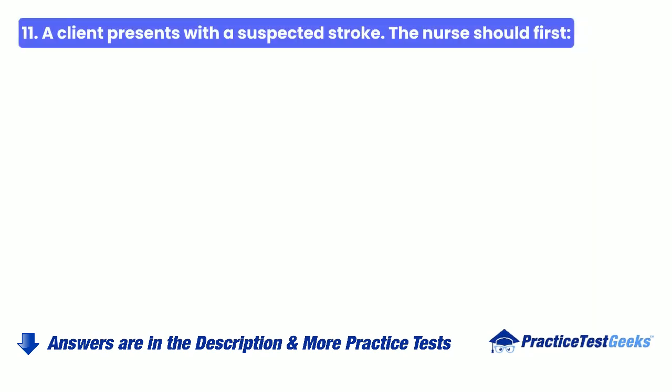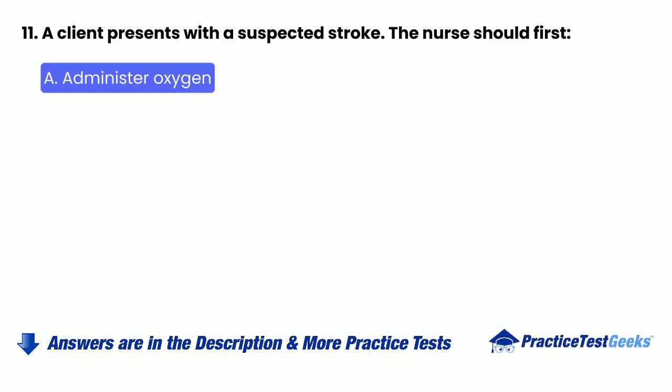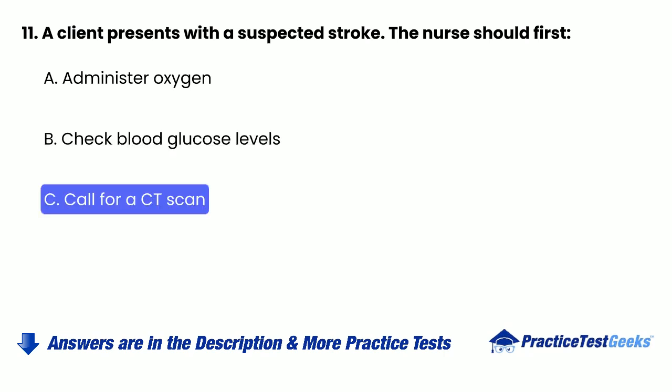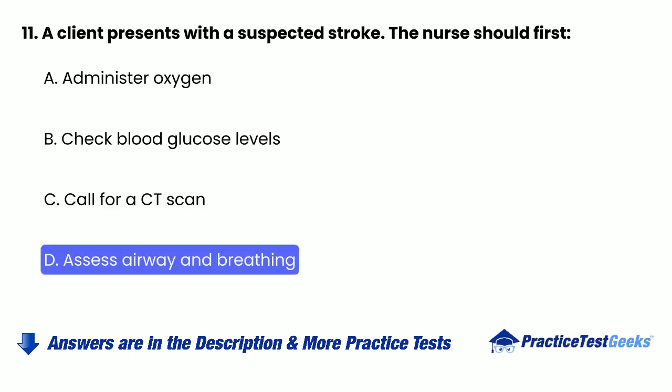11. A client presents with a suspected stroke. The nurse should first: A. Administer oxygen. B. Check blood glucose levels. C. Call for a CT scan. D. Assess airway and breathing.